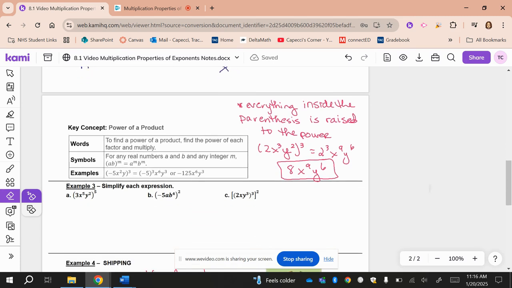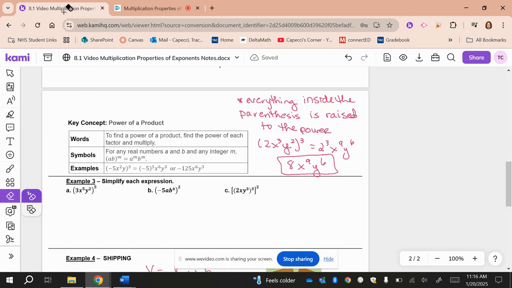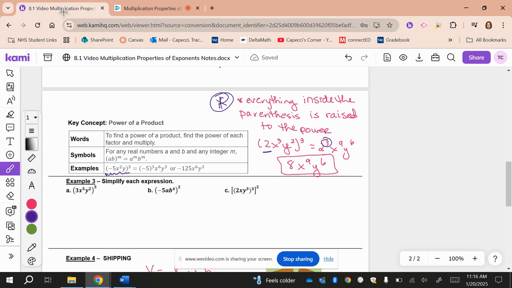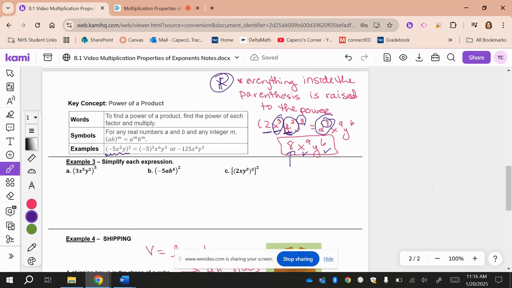Now with the next property, we have a power of a product. So we have a lot of different variables and a coefficient in there that is raised to the power. So everything inside the parentheses gets raised to that power. So for instance, 2 gets raised to that third power, so does x to the third, so does y to the second. So in this case, 2 to the third would be 8. We're multiplying x to the third times 3 gives me x to the ninth, and y to the second raised to the third also gives me y to the sixth.